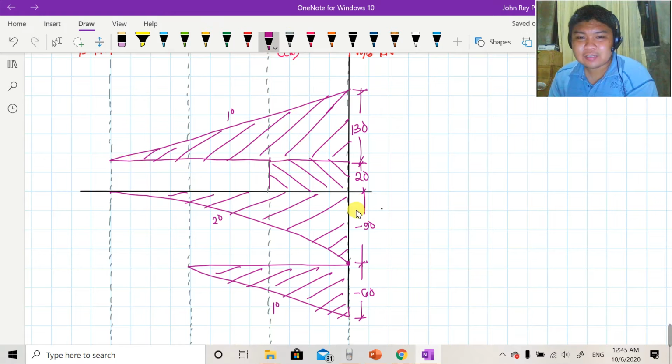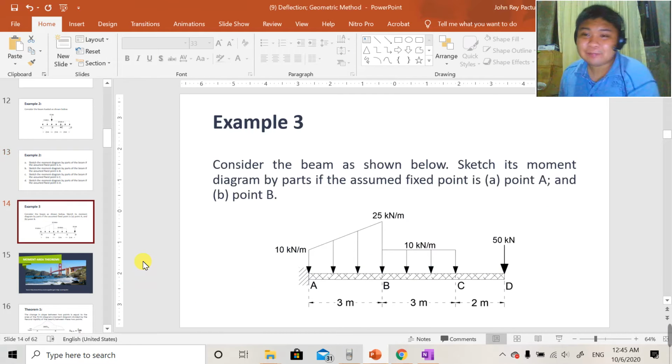I hope nga may natutunan kayo, and if you want to further understand the process for sketching the moment diagram by parts, I prepared still example number 3. So yun, tapos na.